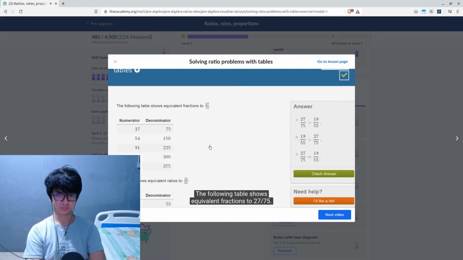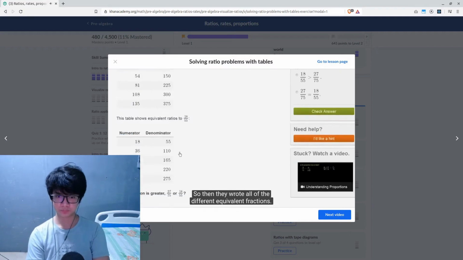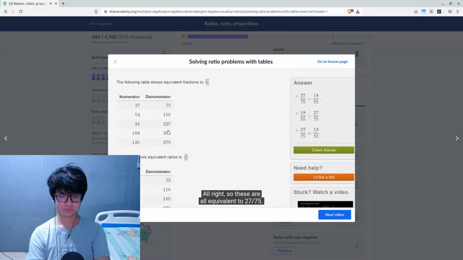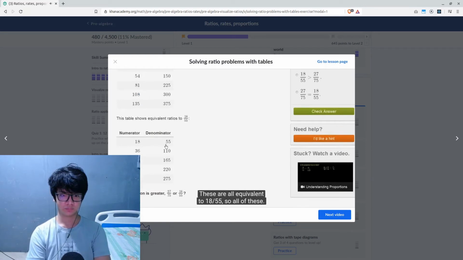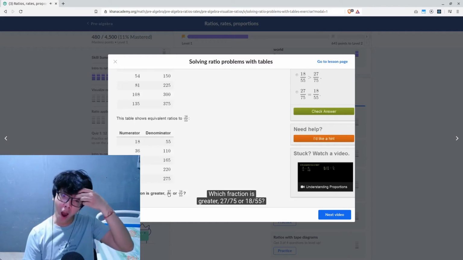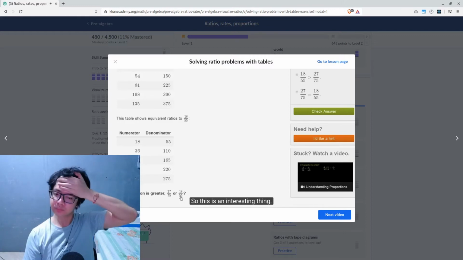The following table shows equivalent fractions to 27/75. So then they wrote all of the different equivalent fractions. This table shows ratios equivalent to 18/55. Fair enough. All right, so these are all equivalent to 27/75. These are all equivalent to 18/55. So all of these. Which fraction is greater, 27/75 or 18/55?